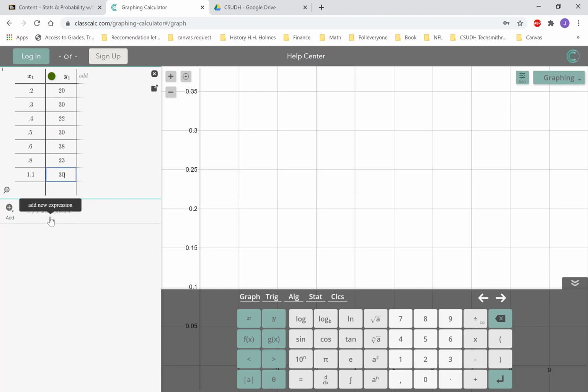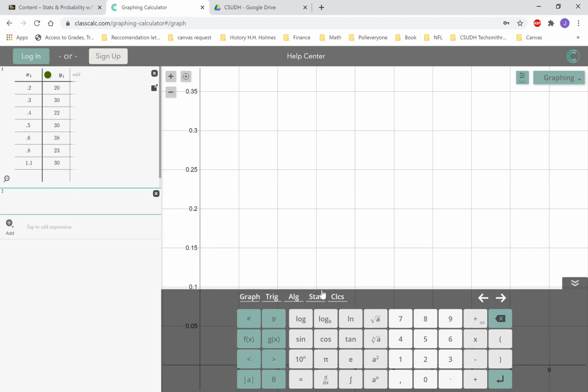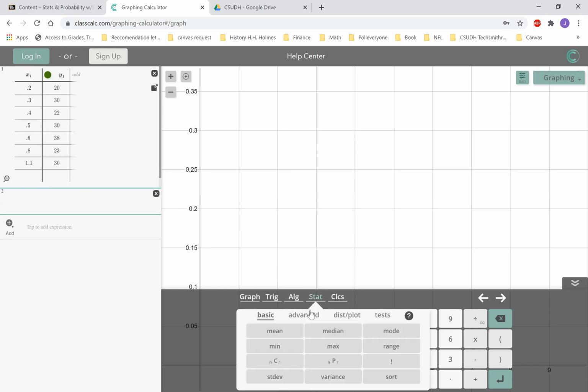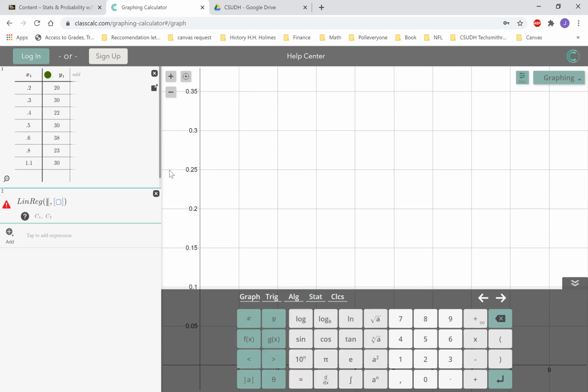So if you look at part A says determine the correlation coefficient. So if we just want to find the correlation coefficient, what we could do, let's go to stats, and you want to go to, I believe, advanced. And if you go to advanced, since we're trying to do a linear regression, just go right here where it says linear regression. In the first list is X1, so you put X1. The second list is Y1, so you put Y1.